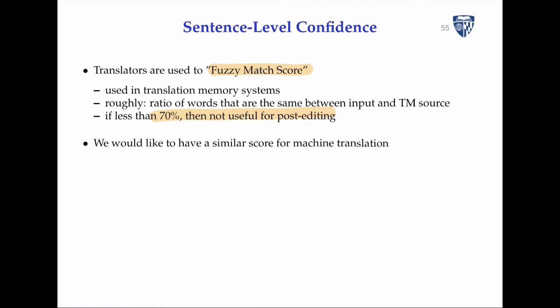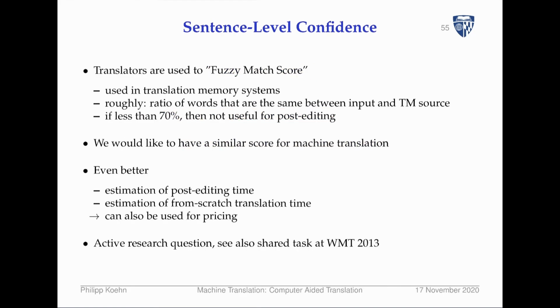So it would be nice to have a similar score for machine translation. But even better, we would like to estimate maybe post-editing time. We might like to know how much time it would take to translate this from scratch and then use that in pricing. So this is an active research question. This whole topic of confidence scores is still a big challenging problem for the field, and it hasn't really gotten much better.